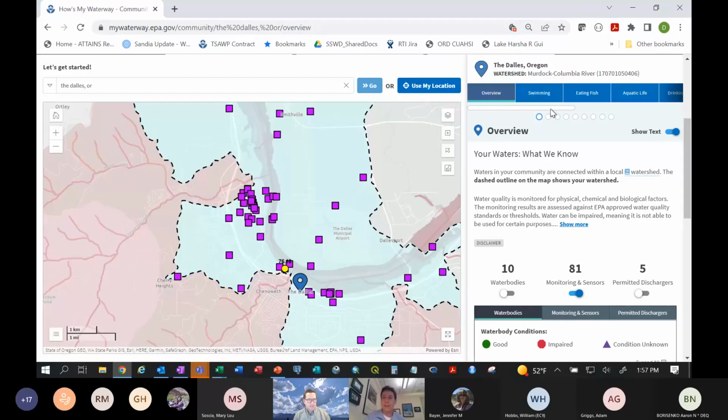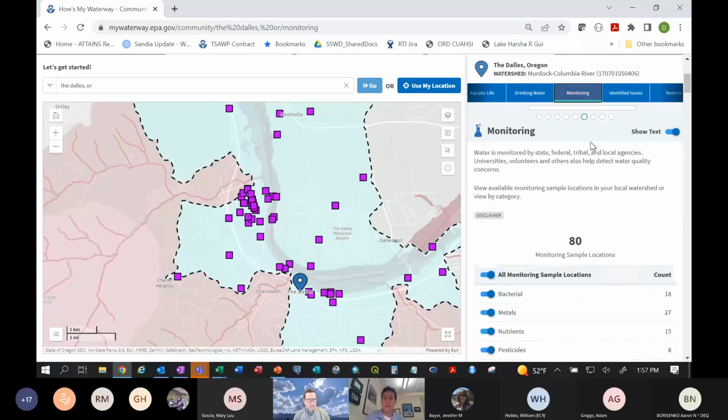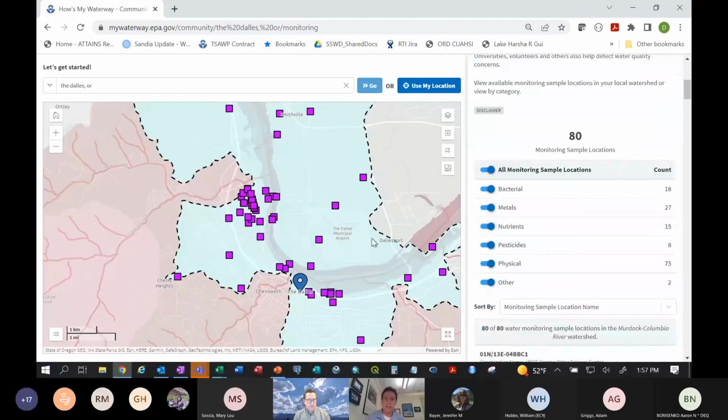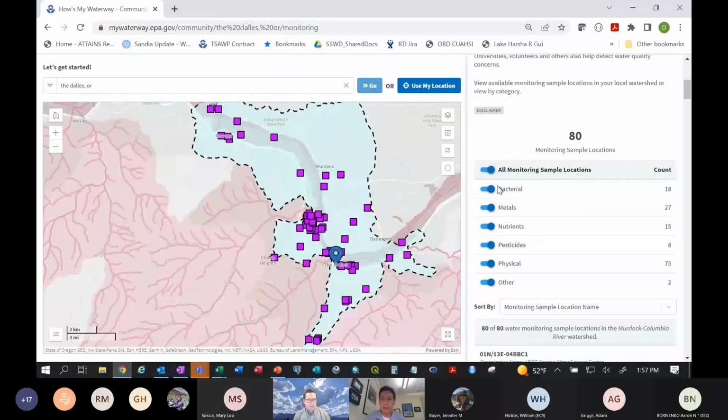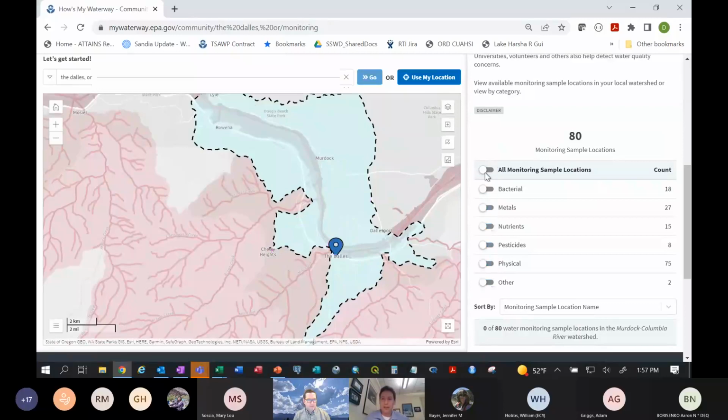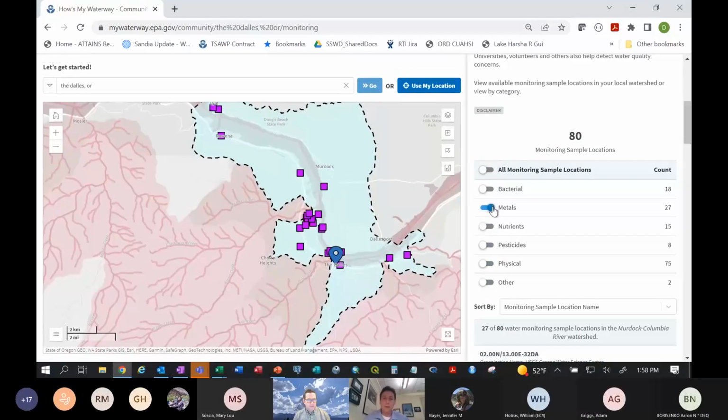data in here. And then just to show you again some of the power here, I'm going to go to the monitoring tab, which allows us to do an even deeper dive. So I see all 80 of these sites. And I can actually toggle this too. Let's say maybe I'm interested in metals. I want to know where the metal samples have been taken. I toggle that on. There are all the metal samples.